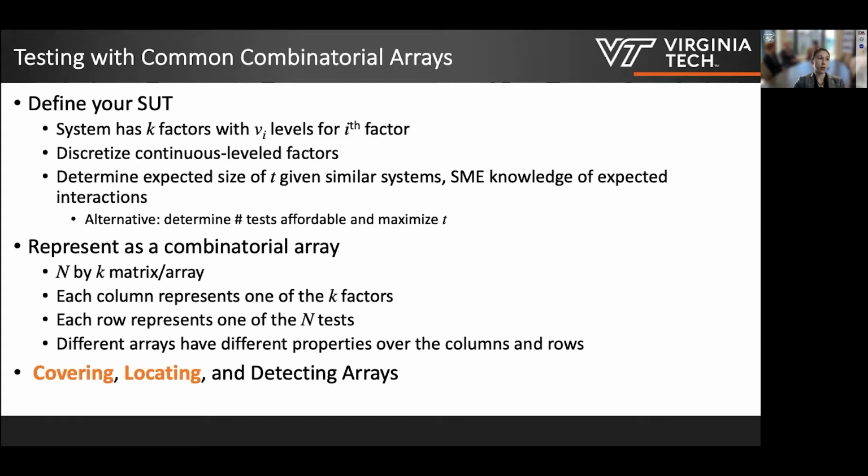And then we can represent our test suite as a combinatorial array. So it's an n by k matrix or array where each column represents one of the k factors in the system, and each row represents one of the n tests in our test suite. Different arrays have different properties over columns and rows. I'm really going to talk about covering arrays and locating arrays and give a brief mention to detecting arrays.